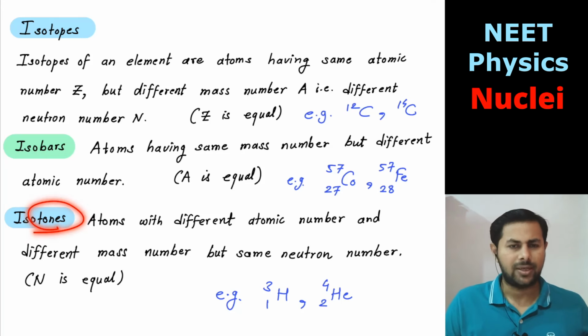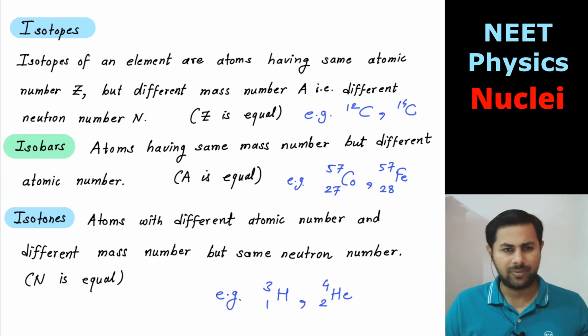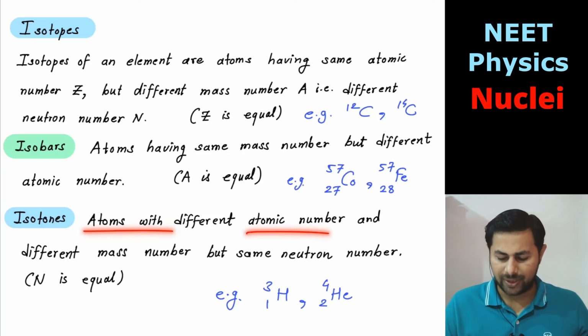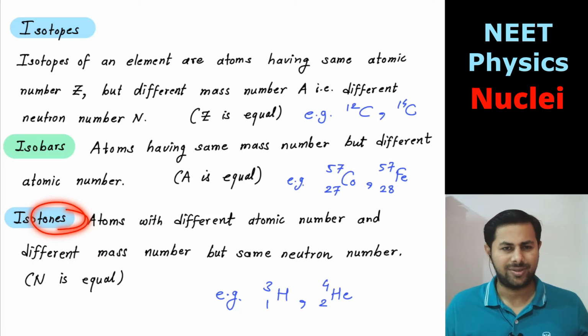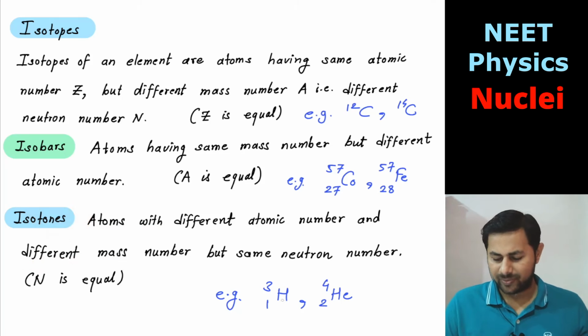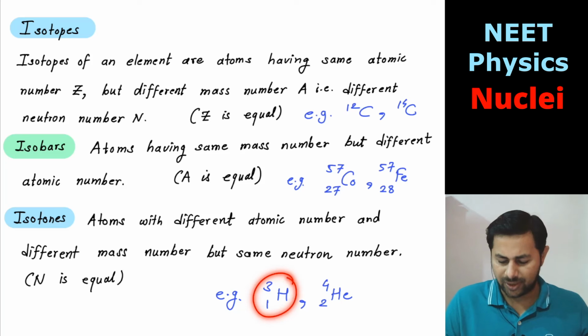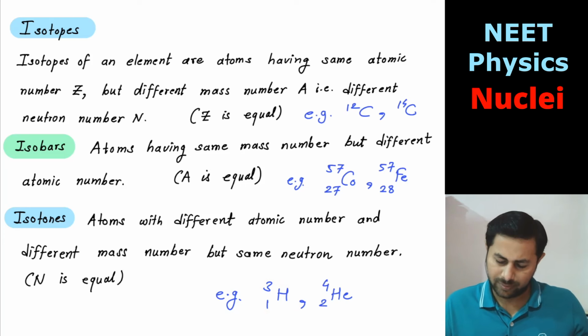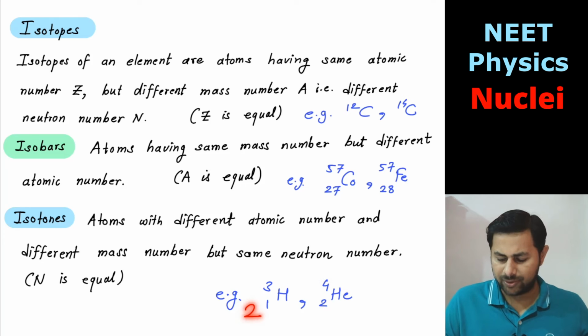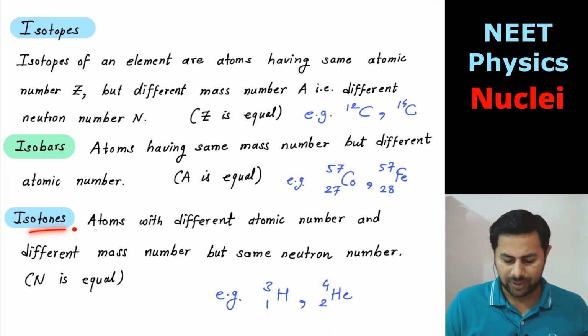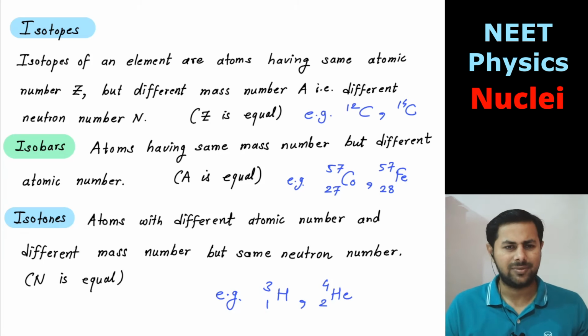Then there is another one which is known as isotones. Isotones have the same number of neutrons; their atomic number is different, mass number is different, but they have the same number of neutrons. For an example, this is tritium, hydrogen 1 3, it is called tritium. And then you have He 2 4, helium. There are 2 neutrons here and 2 neutrons here also. So these are isotones.